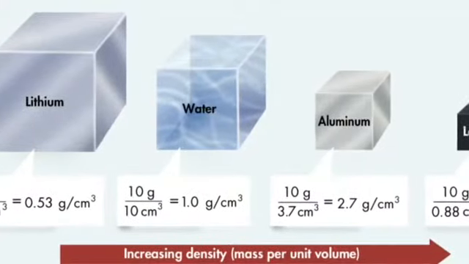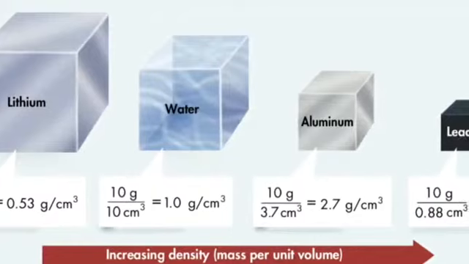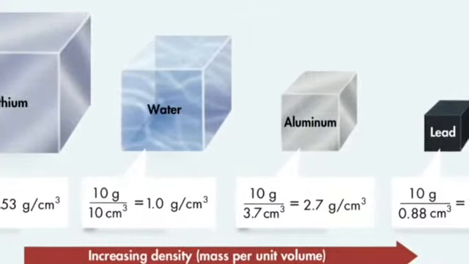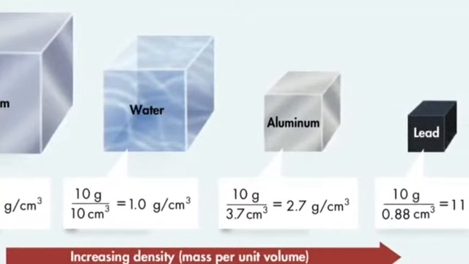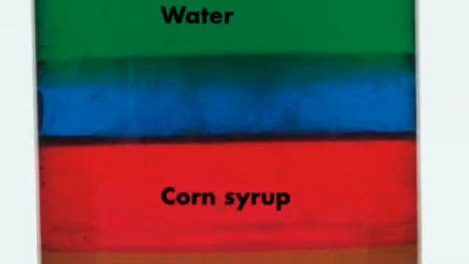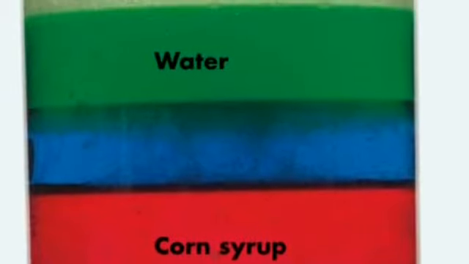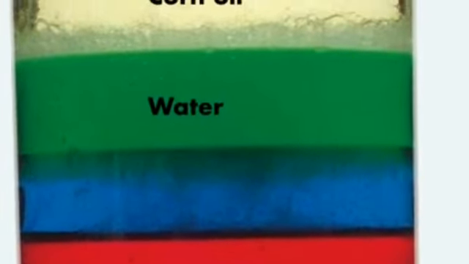In this picture, the density of 4 substances is being compared: lithium, water, aluminum, and lead. Notice that each 10-gram sample has a different density. Remember, density depends only on the composition of a substance, not the size. Liquids also have different densities. As shown in this picture, corn syrup is more dense than water, and corn oil is less dense than water.